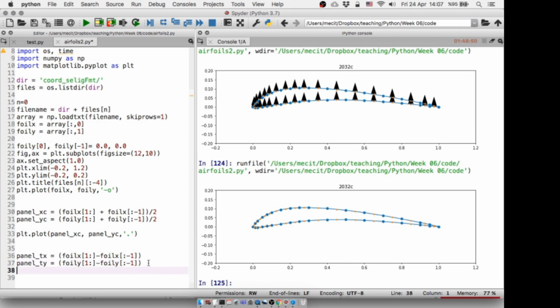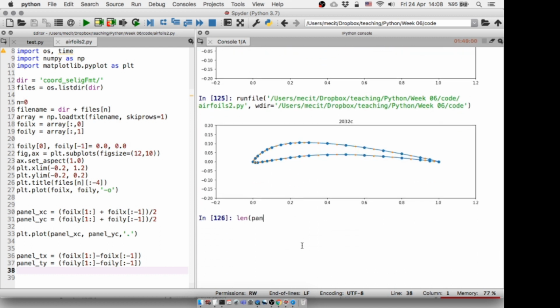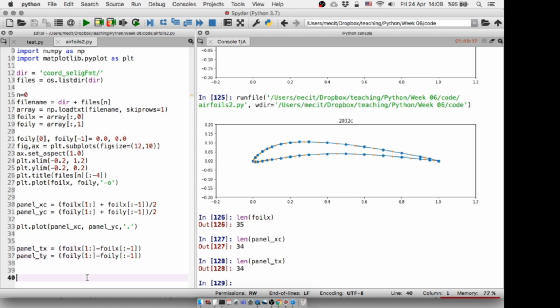So as you see, this is also equal to the number of panel centers. We run this and then do the length of foil x. This is 35, panel centers 34, and panel tangents also 34. So I want to use this as my vector components now. Panel tangent x and tangent y, delta x and delta y will be the components of my vectors now.